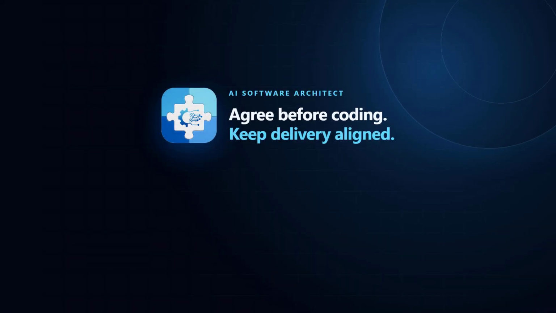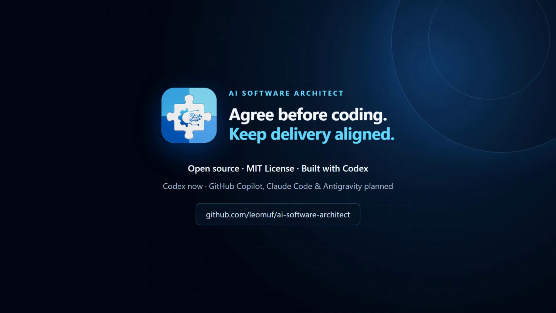AI Software Architect helps teams agree before coding, keep decisions visible, and keep delivery aligned. It is open source, starts with Codex, and is designed for other coding assistants.